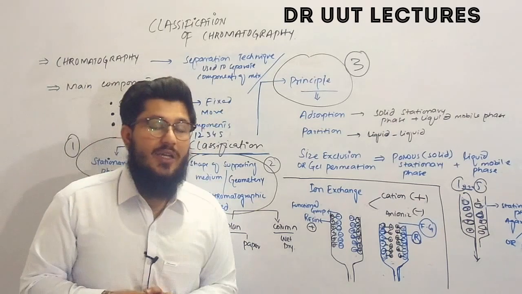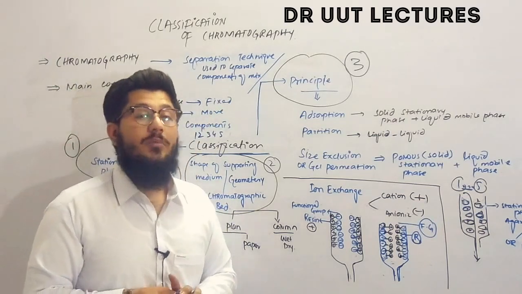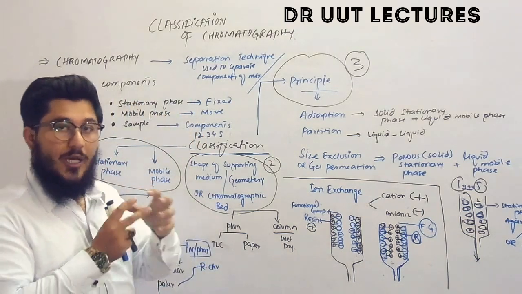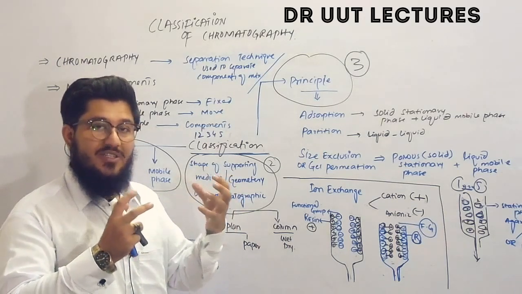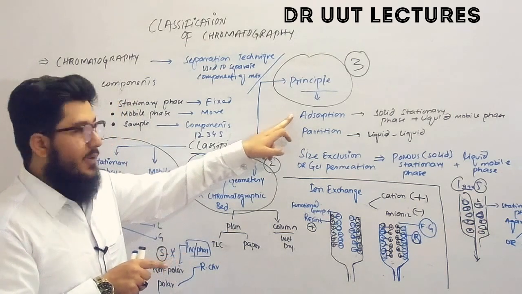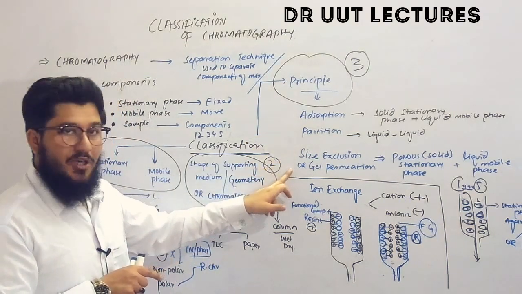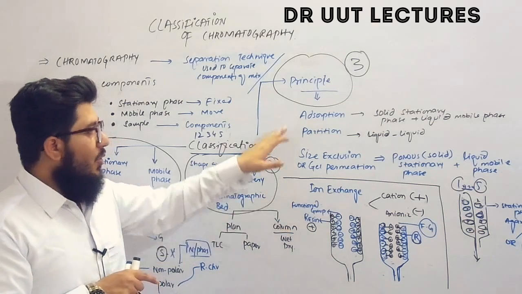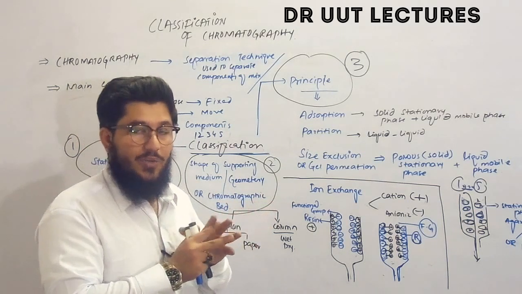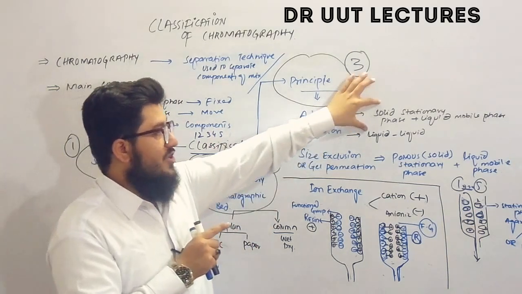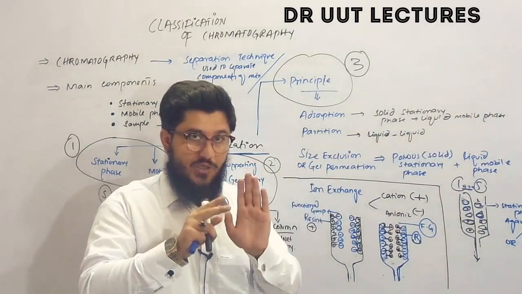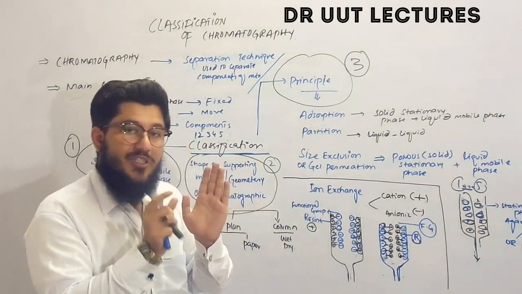Now let's come towards the third class, that is, based on principle. Now what is the principle? The way your sample is interacting with the mobile phase and stationary phase is called the principle. Now we have adsorption, partition, size exclusion or gel permeation, and ion exchange. Now what is adsorption? This is the way our sample interacts with the stationary phase and mobile phase. Suppose our stationary phase is solid and mobile phase is liquid, and we put the sample in between them.